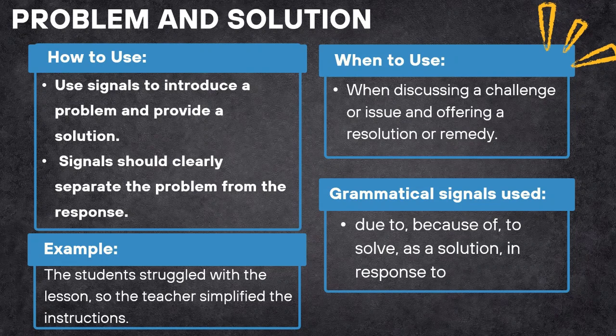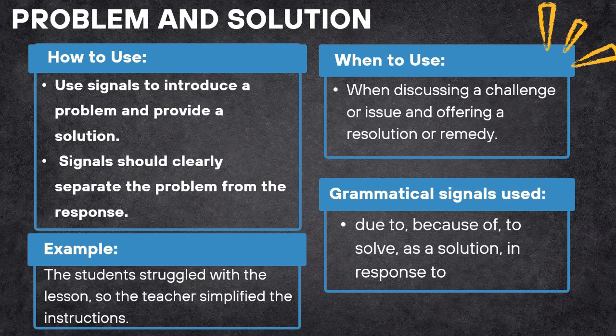Example, the student struggled with a lesson. So the teacher simplified the instructions. So can be used in the cause and effect pattern too. But here, it is used as in the problem solution pattern because it separates the idea, which is the student struggled with this lesson. That's a problem. So the teacher simplified the instructions, and that's a solution.